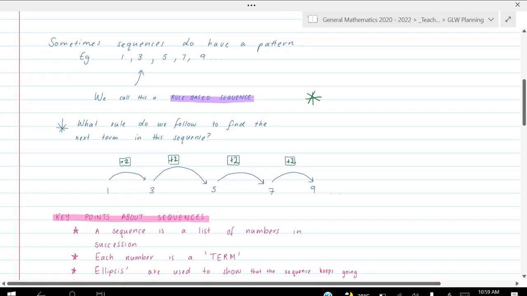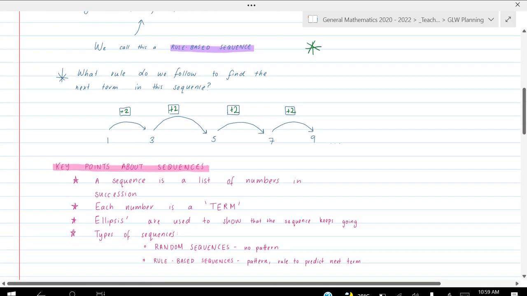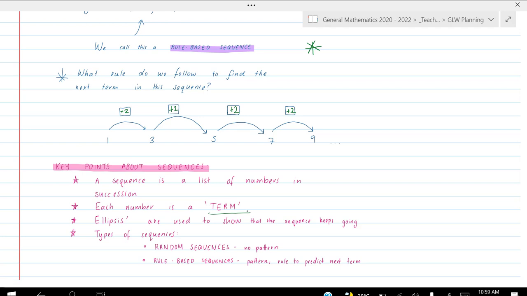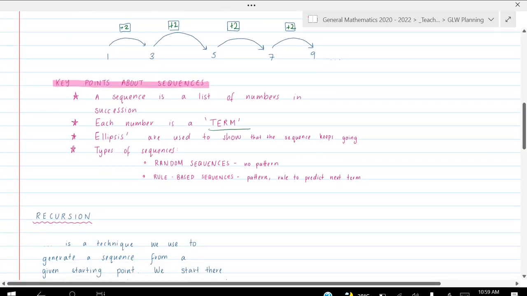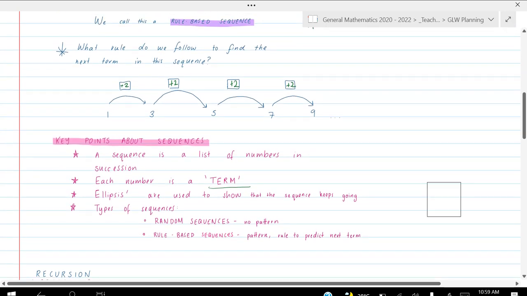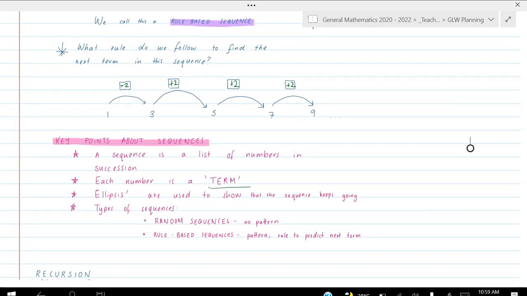The key points about sequences. A sequence is a list of numbers in succession. Each number is called a term. Don't forget to use the correct terminology. Ellipses are used to show that the sequence keeps going. Types of sequences, we can have random ones with no pattern, or we can have rule-based ones where there's a pattern and there's a rule to predict what the next term is. So that's all the basic stuff about sequences. I think we can probably agree that that's fairly easy.